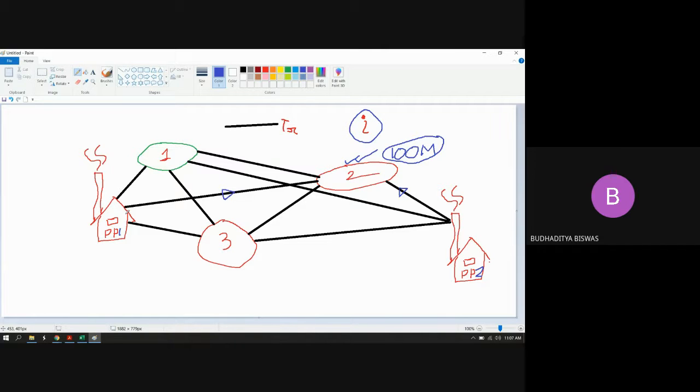The transmission loss becomes more compared to the scenario when the major portion of the 100 megawatt load demand is shared by power plant 2, because power plant 2 is closer to load center 2 than power plant 1. So the major portion should be shared by power plant 2, because here the impedance is low. Whatever the maximum current flowing through this particular line, the transmission loss will be minimized.